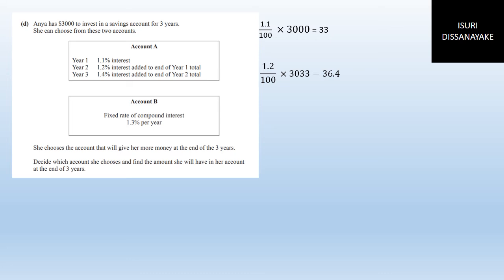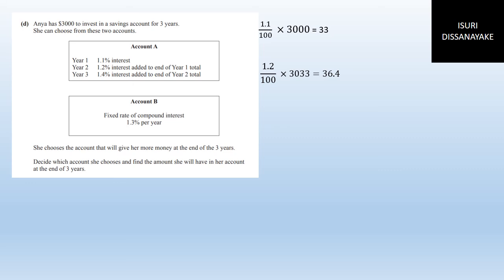Next, it says in the question that 1.2% interest is added to the end of year 1 total. So in the second year, 1.2% interest is added to the first year total. At the year end, you have 3,033. That is 3,000 plus the interest 33. For this 3,033 only, it will charge this 1.2%. So that is 36.4.